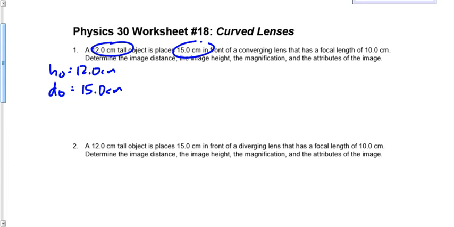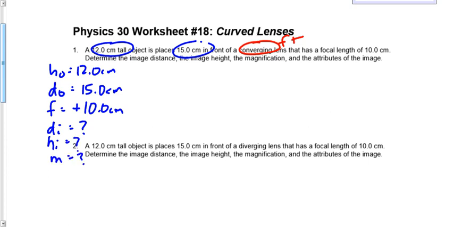It's a converging lens. This is important, actually. You probably should have identified this first. A converging lens has a positive focal point. If it was a diverging lens, it would have a negative focal point. Every time you see one of these questions, circle that, highlight it, draw attention to that. If it's diverging, you need to make that focal point negative. But this is converging, so the focal point is positive 10.0 centimeters. We want to find DI, HI, M, and then the attributes. We'll find the attributes after we're done with our calculations.